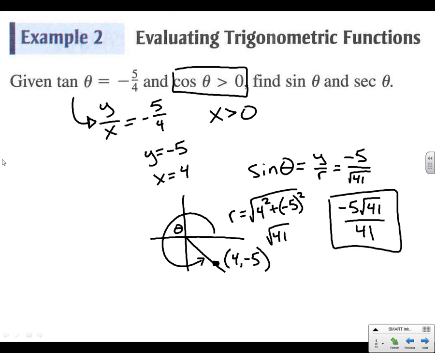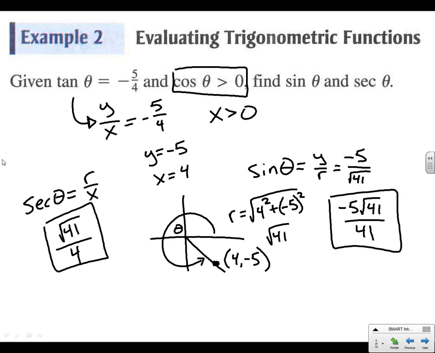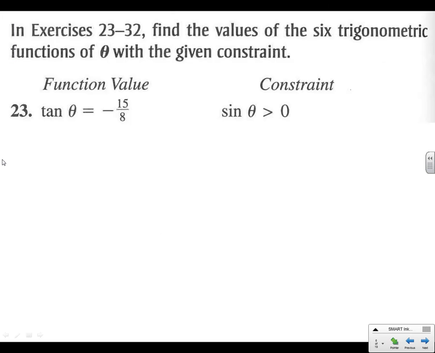And secant. Secant is the flip of cosine. Cosine is x over r, so secant is going to be r over x. Our r is root 41, and our x is 4. Don't need to rationalize that denominator. We're good to go. Root 41 over 4. All right, your turn. 23.